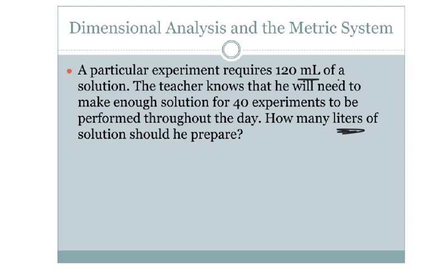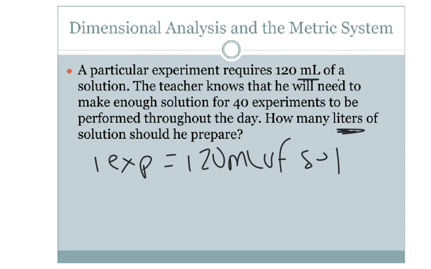But the first thing I want you to write down are the things that you know. Okay, so you know that one experiment requires 120 milliliters of solution. I'm going to put SOL. 120 milliliters of solution. Okay, and the next thing that I don't expect you to have memorized, but on your conversion table, it shows that 1 liter equals 1,000 milliliters. Okay?